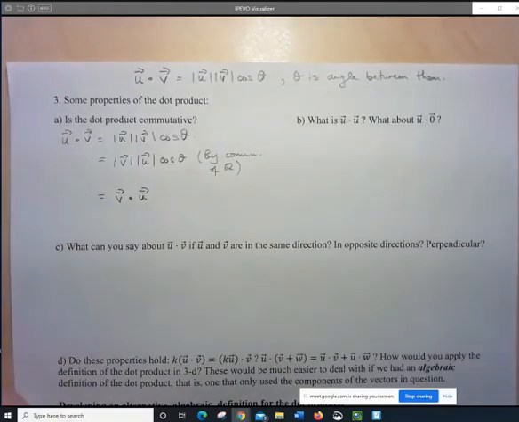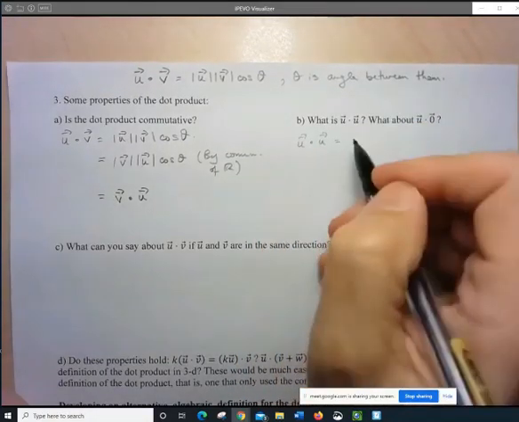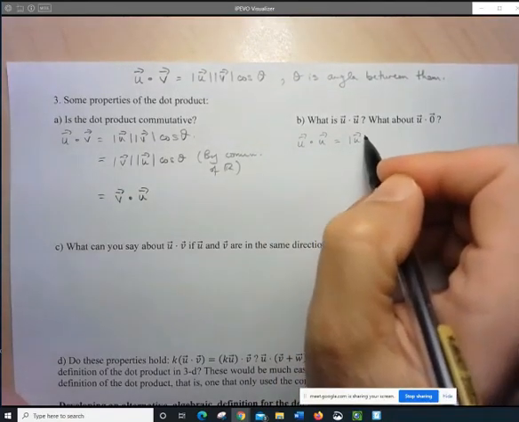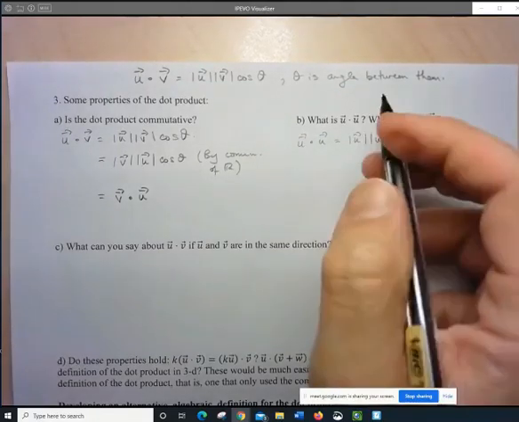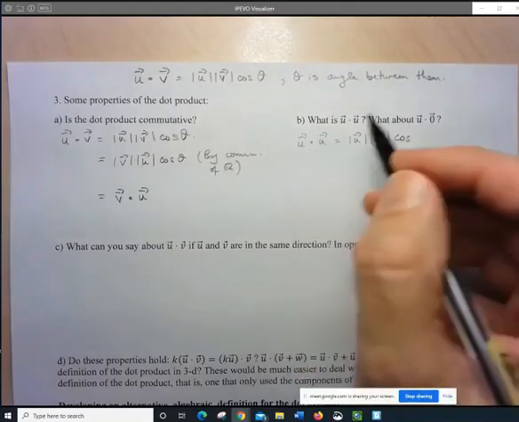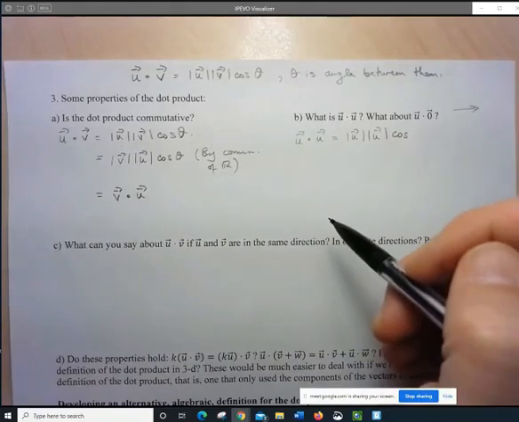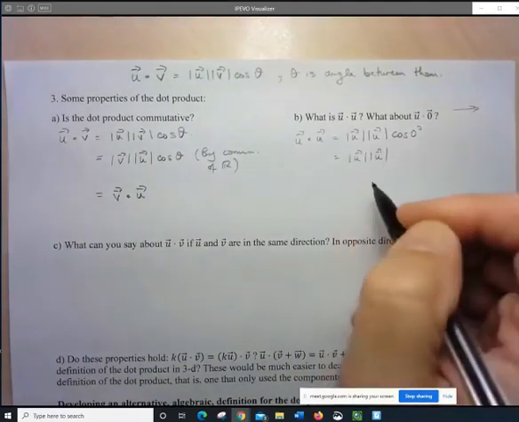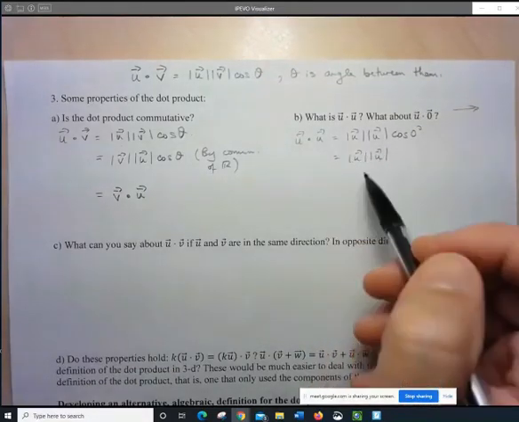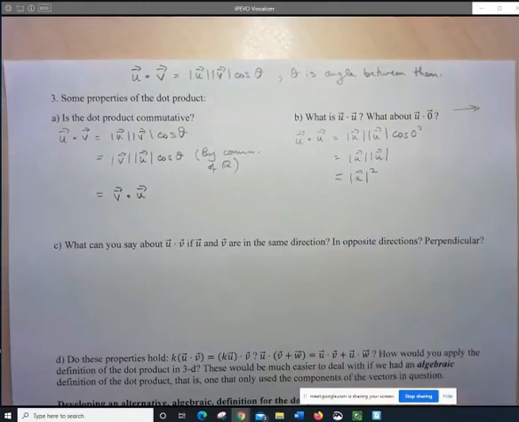Okay. Well, what about u dot u? Again, let me apply the definition. The magnitude of the first times the magnitude of the second times the cosine of the angle between them. But what is the angle between two vectors that are equal to each other? It's just equal to 0. So cosine of 0, which is just equal to 1. So we have magnitude of u times magnitude of u. Because these two things represent real numbers, I can write this as the magnitude of u squared.